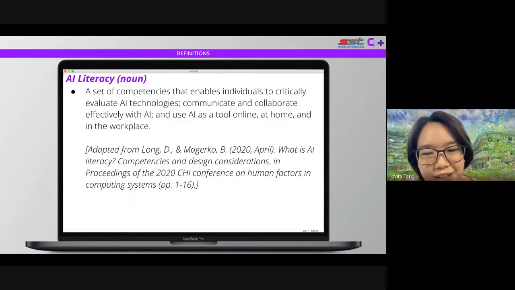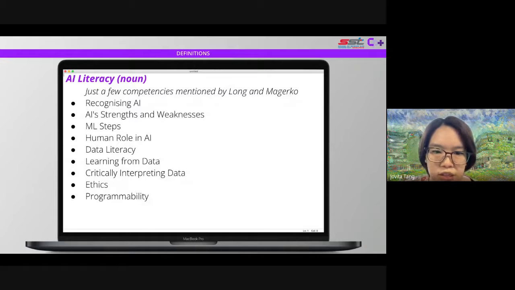Let's do a definition. This definition I got from a paper by Long and Magerko in 2020. AI literacy is a set of competencies that enables individuals to critically evaluate AI technologies, communicate and collaborate effectively with AI, and use it as a tool, both at home and in the workplace. So it's a bit more than just being able to use it, but also being able to apply it, and recognize what it is, what its uses are, and in particular, its strengths and pitfalls.